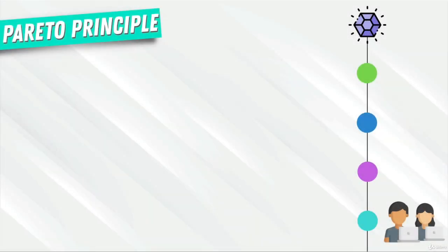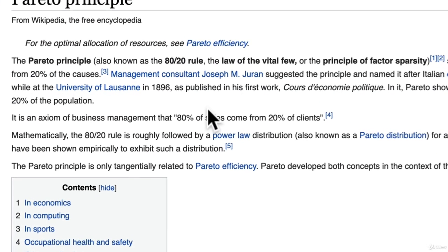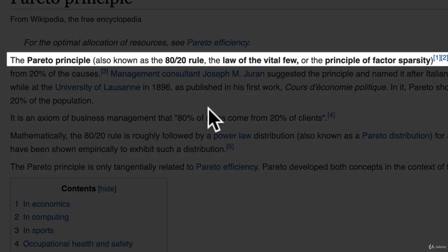Let's talk about the Pareto principle. Now, for those that have never heard of the Pareto principle, it's actually something that's going to come back later in the course when we talk about the science and the techniques. But a quick Wikipedia search shows us that the Pareto principle, also known as the 80-20 rule, is the idea of the law of the vital few.